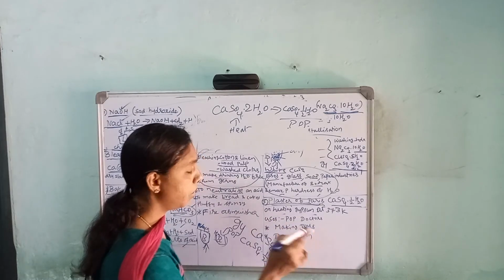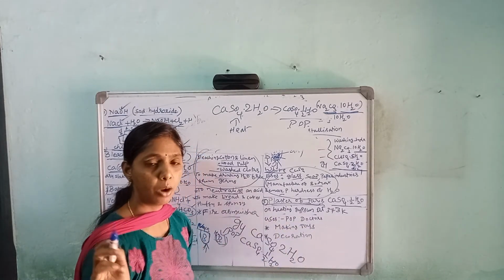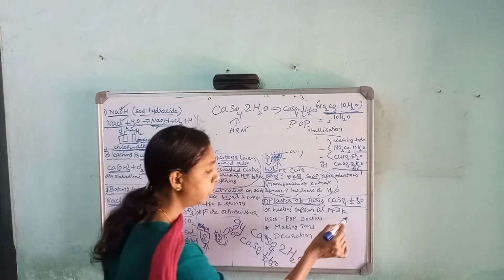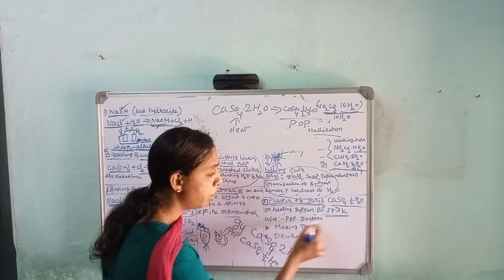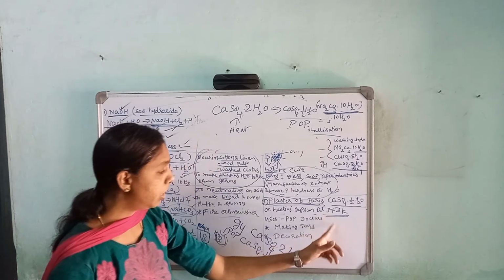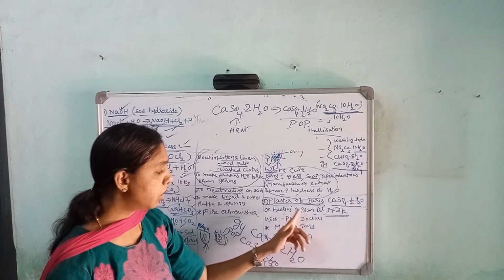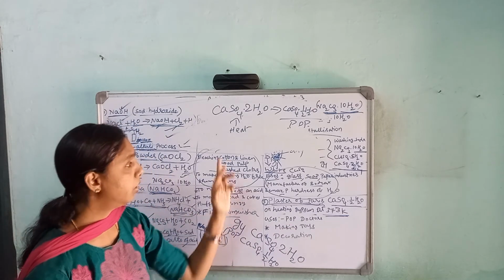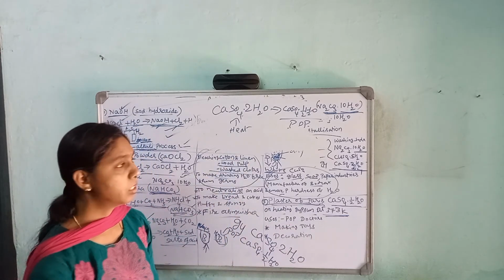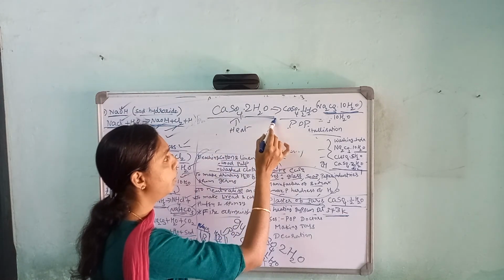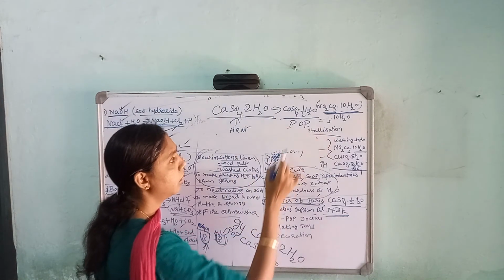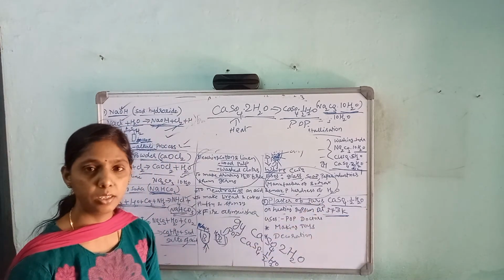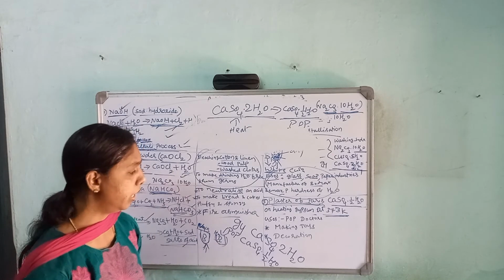On heating gypsum, the most important point you have to remember is the temperature. At 373 Kelvin you have to heat the gypsum, and you will get POP, that means plaster of Paris. The reaction also you have to write. This is called calcium sulfate dihydrate, and this is called calcium sulfate hemihydrate. The chemical name of plaster of Paris is calcium sulfate hemihydrate.